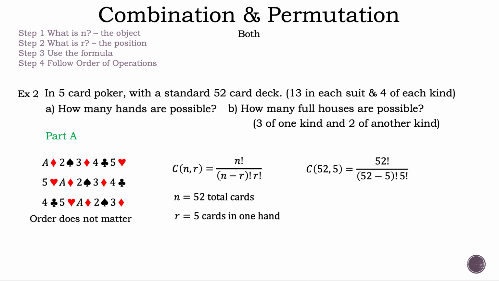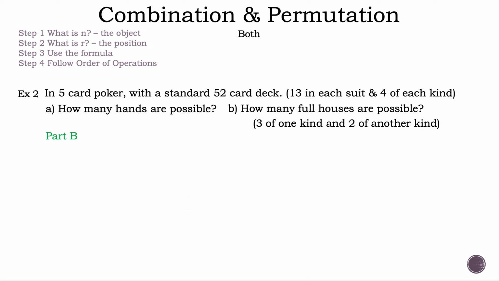So now we have 52 choose 5 is equal to 52 factorial all over the quantity of 52 minus 5 factorial times 5 factorial. And 52 minus 5 is 47. So now we have 52 factorial all over 47 factorial times 5 factorial. Let's put that into the handy dandy calculator because nobody has time to simplify that. And our result is 2,598,960 different hands. That is example 2A.